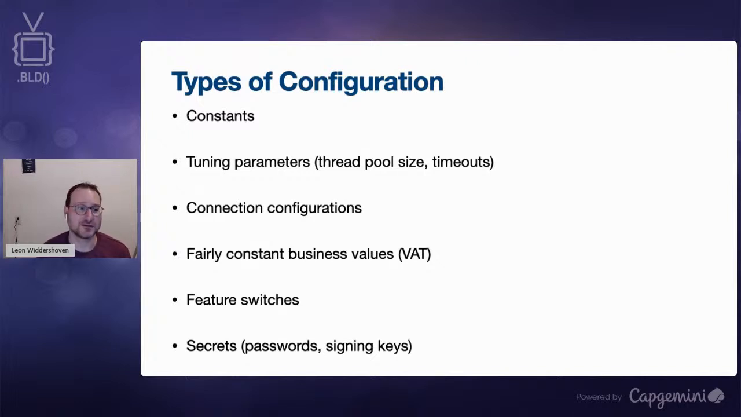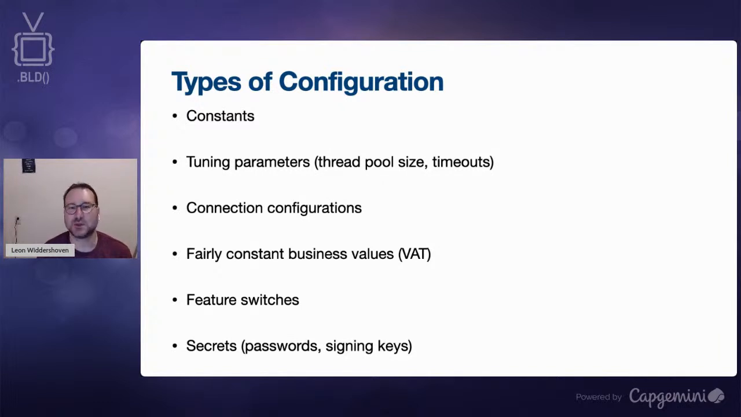You can configure constants. You also have tuning parameters. They tend to be fairly technical, things like thread pool size or timeouts. Connection configurations, how is the catalog service called? Where can I find the order service? Business values, well, highly volatile business values tend to be stored in a service somewhere. But the things that are really fairly constant, like that, it does change. I mean, a few years ago, and now it's 21% here. So they do change, but it's not that fast. So you can configure that.